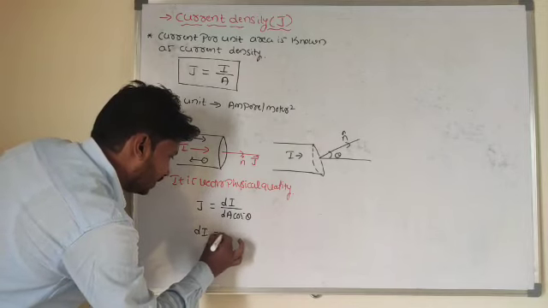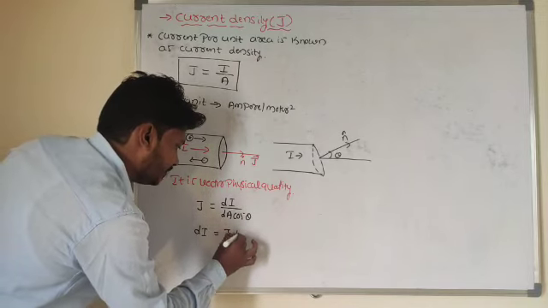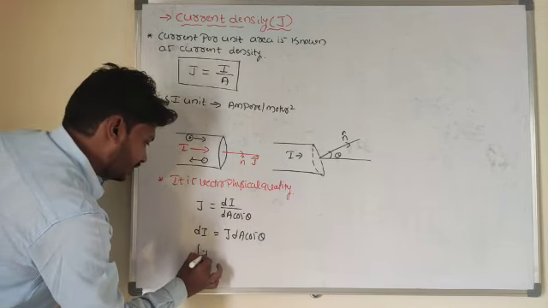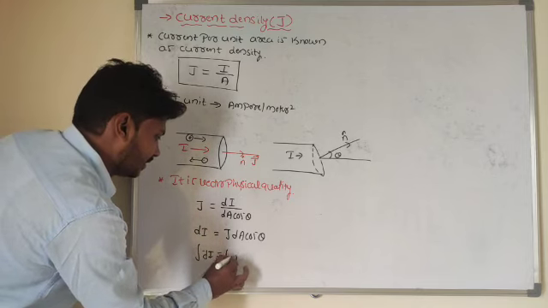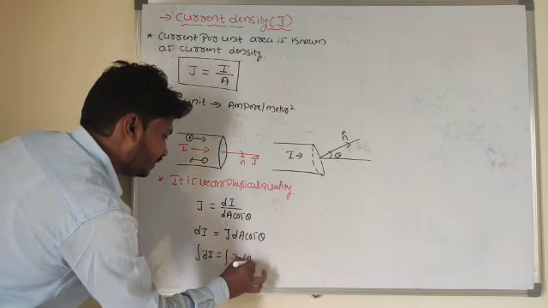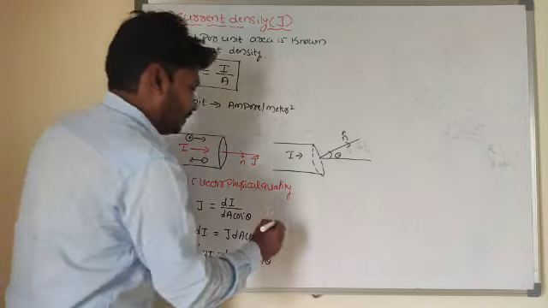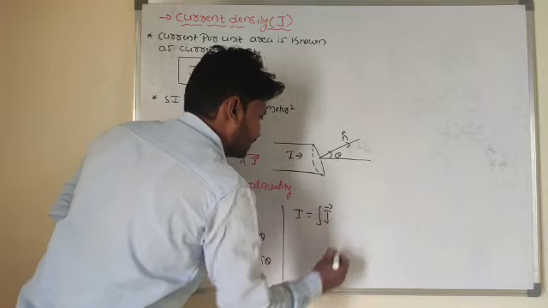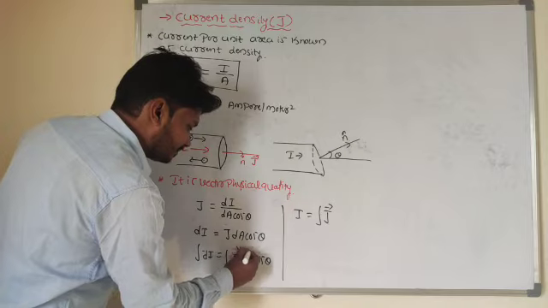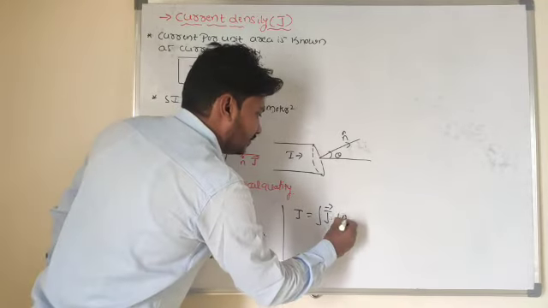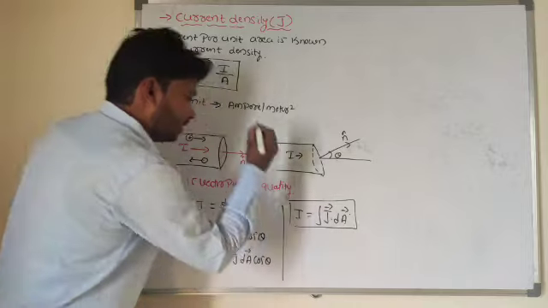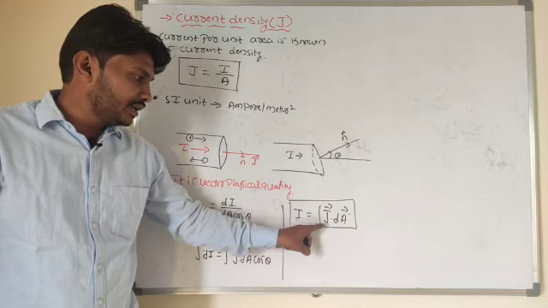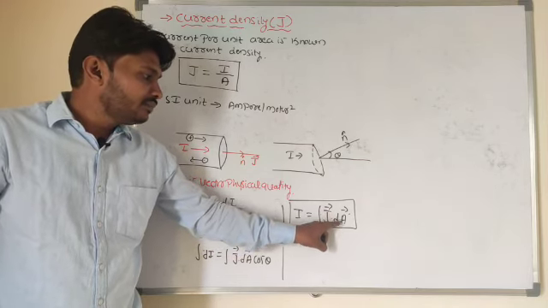So dI is equal to J dA cos theta. If I integrate dI, that is the integration of J dA cos theta. Look here, J, the current density, is a vector physical quantity, so it is multiplied by the area dA. Current density is a vector physical quantity, so I is equal to the integration of vector J dot vector dA.